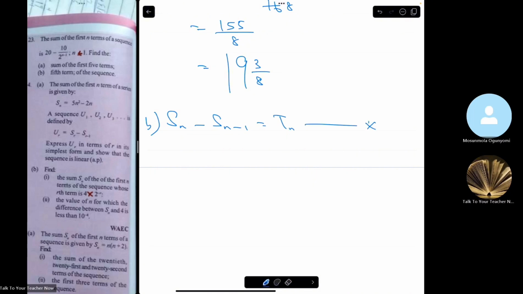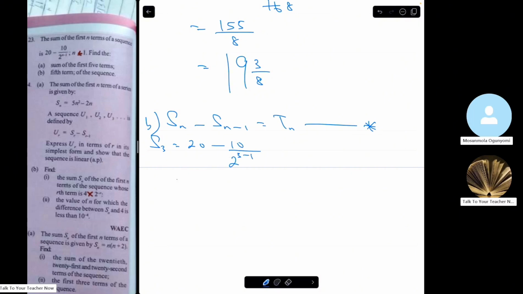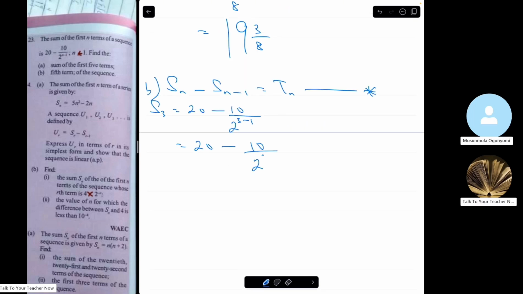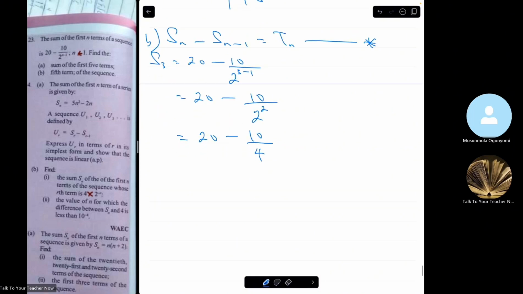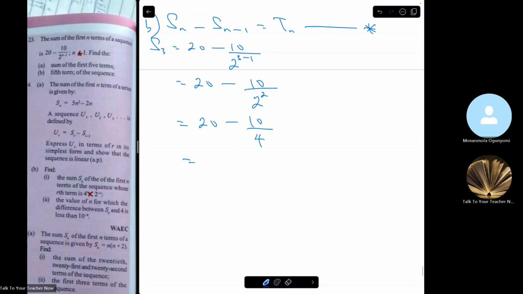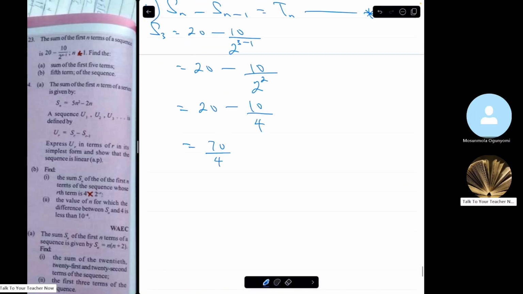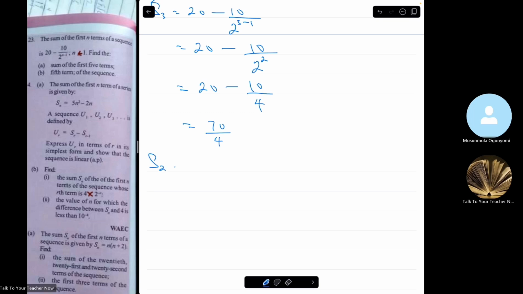Take note of that. Are you there? So now let's just find the sum of the first three terms. The sum of the first three terms is going to be 20 minus 10 over 2 raised to the power 3 minus 1. And that's 20 minus 10 over 2 raised to the power 2. That's 20 minus 10 over 4, right? And that's 70 over 4. Is that correct? That's S3.